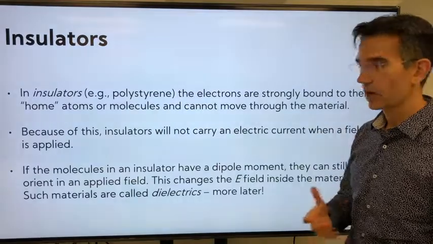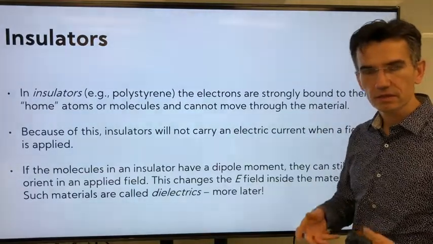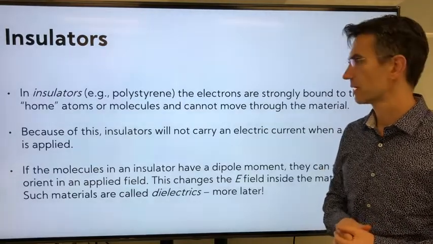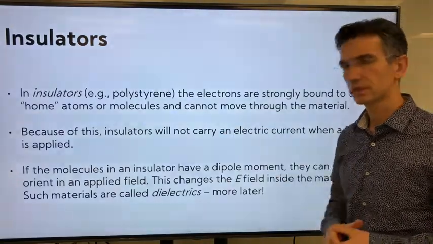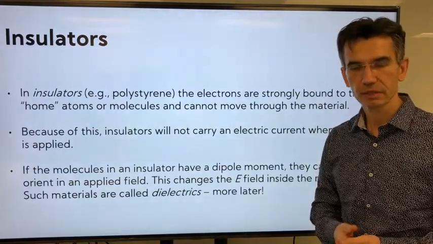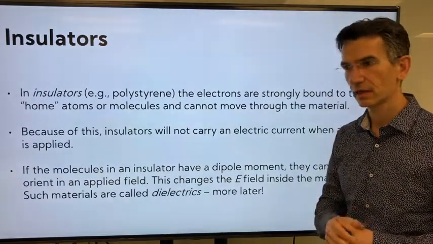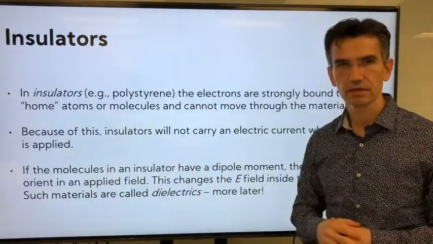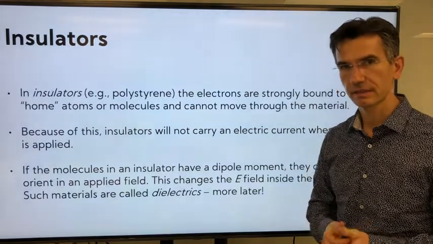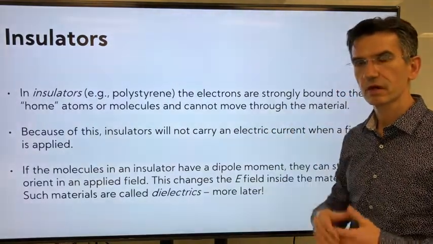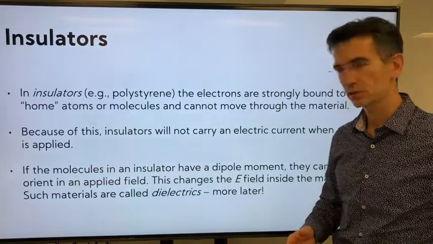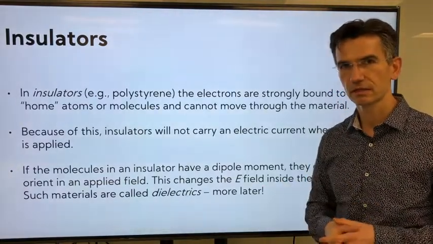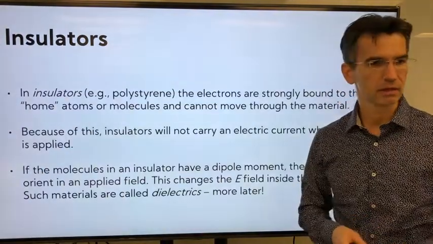Insulators have opposite properties to conductors in the sense that the electrons are not free to move in insulators, but are tightly bound to their home atoms. As a result, insulators prohibit the carrying of current. If the molecules within the insulator have a dipole moment, if they behave like dipoles, they'll still orient themselves under the influence of an external electric field, and that will then change the electric field inside the insulator. We'll talk about this later on in this course.